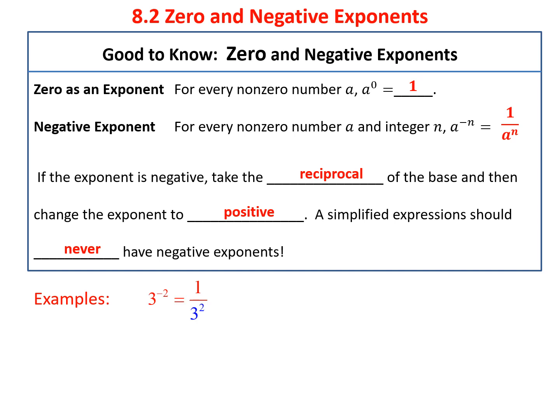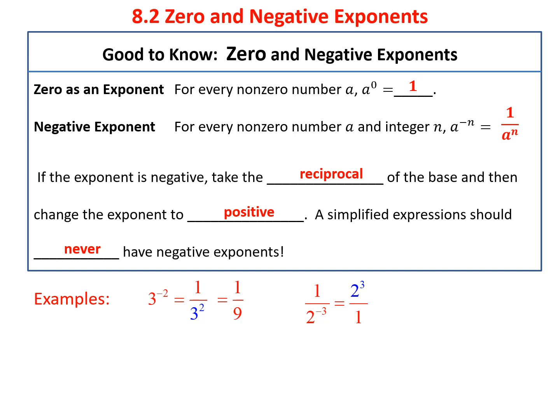For example, if I have 3 to the minus 2, I take 1 over 3 and then make the 2 positive. So it's 1 over 3 squared, which becomes 1 over 9. Likewise, what if the negative exponent's already in the denominator? Well, again, I take 1/2 and take the reciprocal and change it into 2 over 1, and I change the reciprocal of the minus 3 to 3.